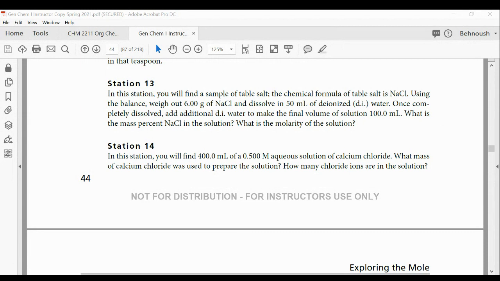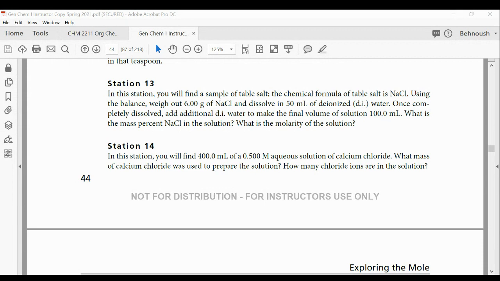In the solution, you have a sample of table salt. We have the chemical formula, and you're going to add 6 grams of that into 100 milliliters. You are going to raise it to 100 milliliters. The mass for that is going to be different than 100. It's not 100 grams. When you have 100 milliliters of a solution, it could be 100 grams if the density is 1 gram per milliliter, but you need the mass of the solution.